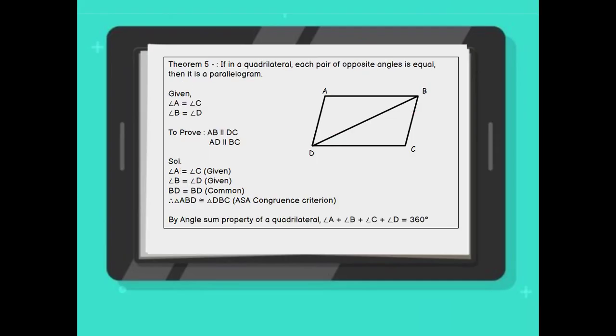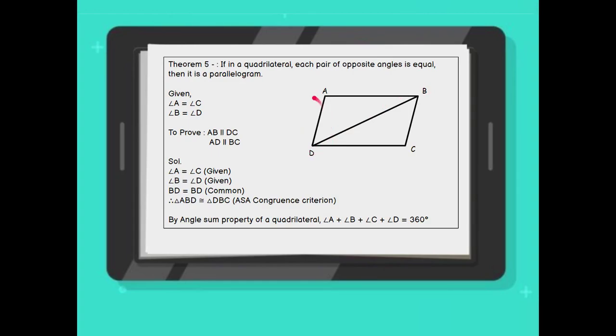Going to the next theorem. If in a quadrilateral, each pair of opposite angles is equal, then it is a parallelogram. So here it is given that angle A is equal to angle C and angle B is equal to angle D. And what we need to prove? Prove that it is a parallelogram. Means what? AB is parallel to DC and BC is parallel to AD. This we have to prove.